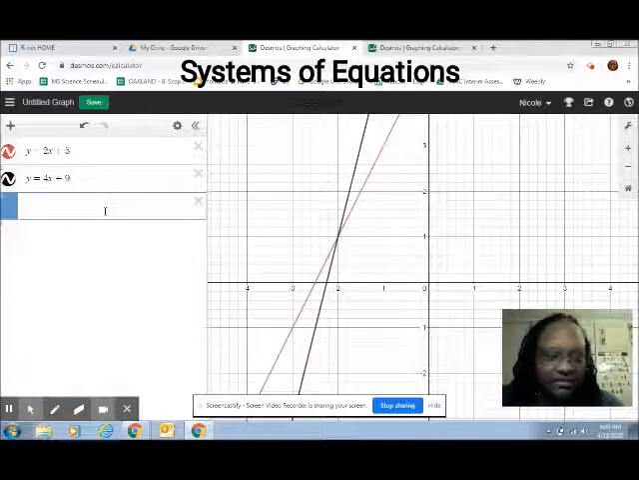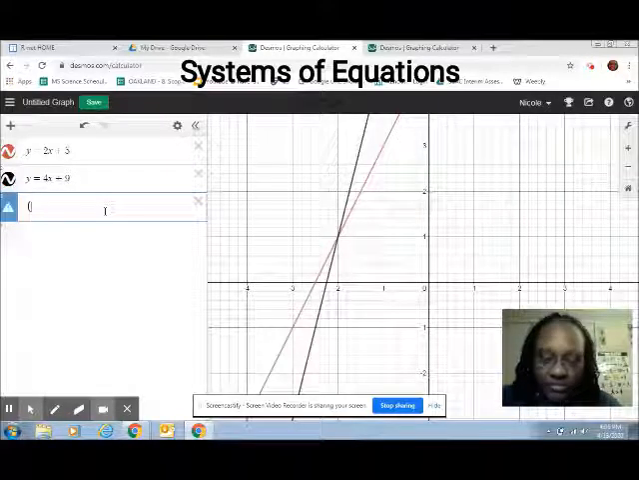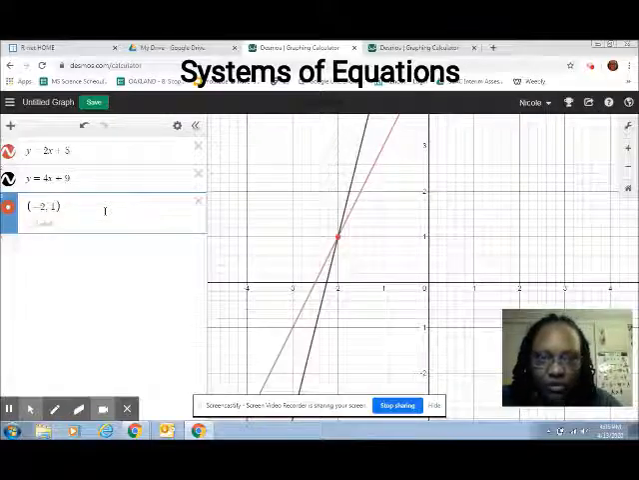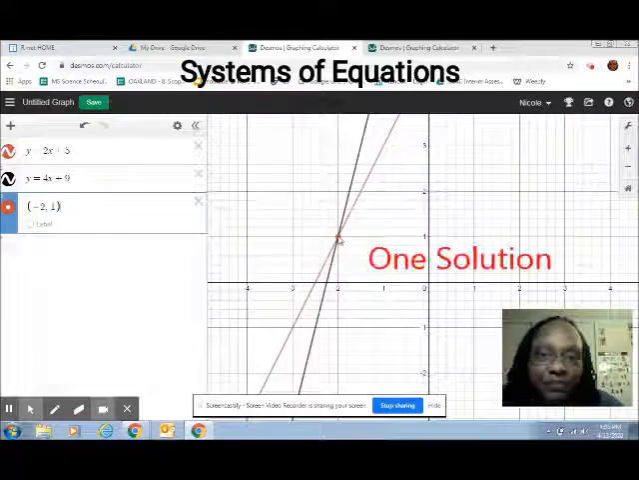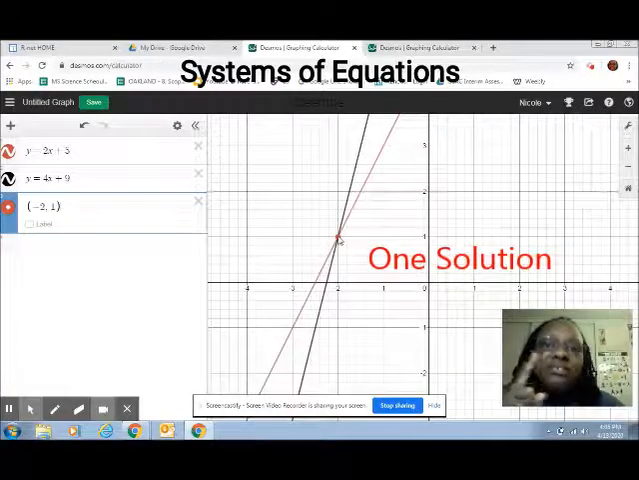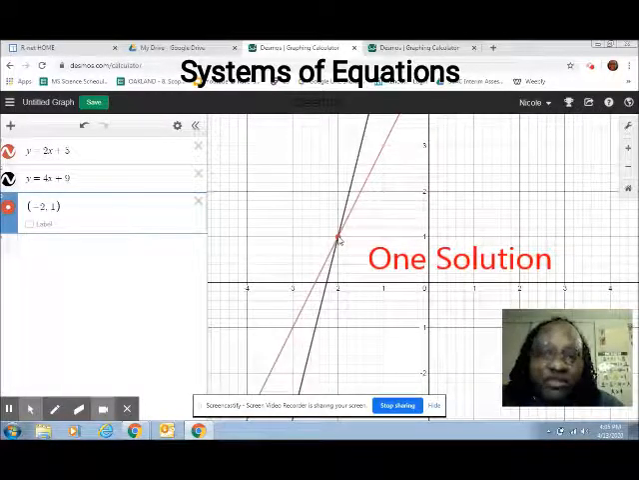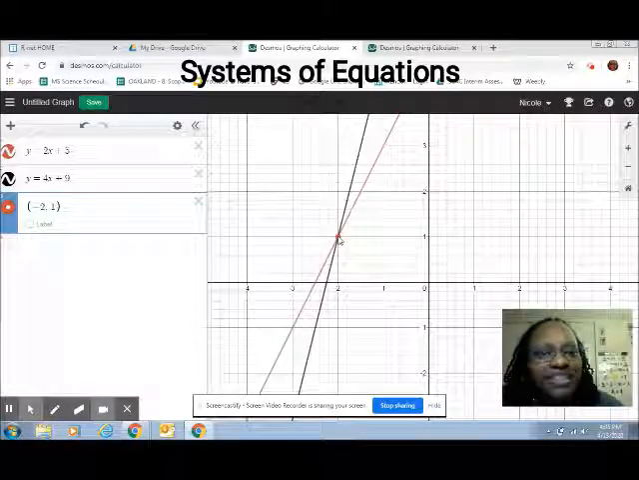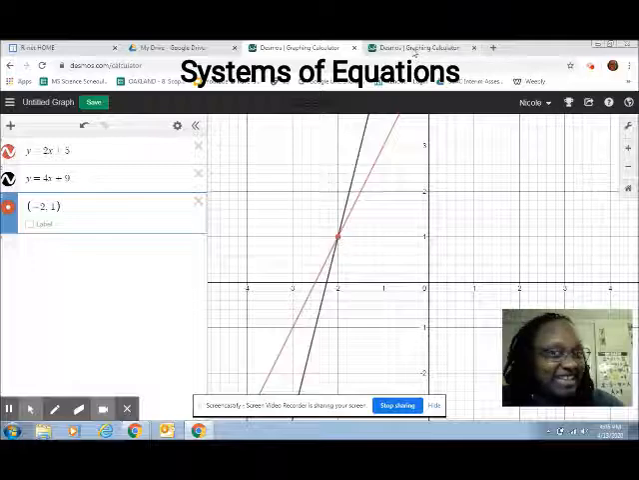So in writing the solution, I would write it as a point. I would say negative 2 comma 1 as the solution. That is a type 1. That means that there is one solution to this system of equations. But there are other instances where you don't see what the solution is just that easily.